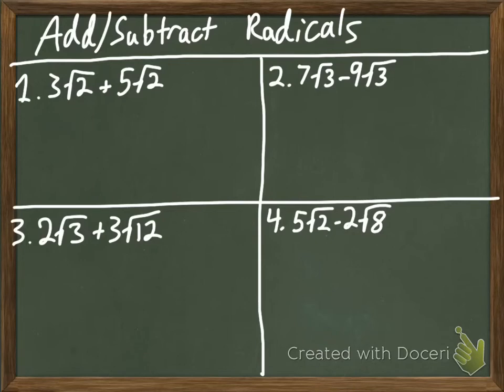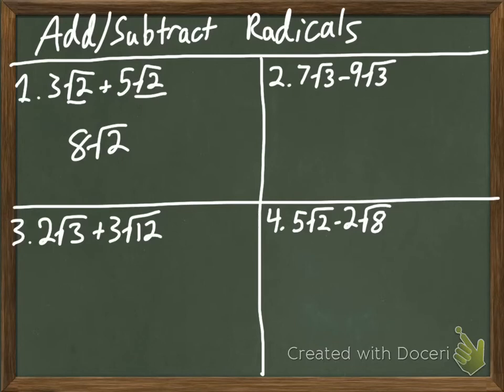So if we look at example 1, we see that we have a square root of 2 and a square root of 2. So we can add the numbers in front. And we only add the numbers in front. We do not add any of the numbers under the square root. So 3 plus 5 is 8, square root 2.